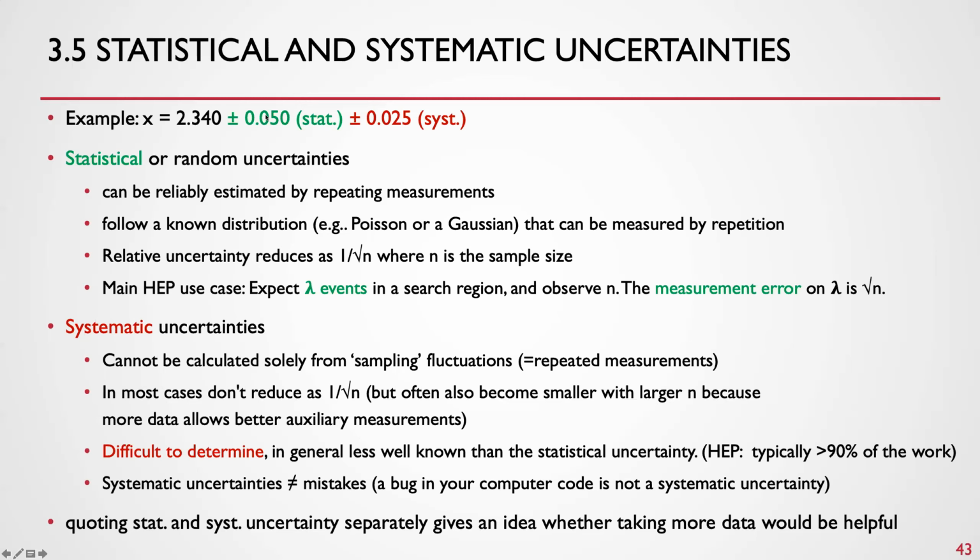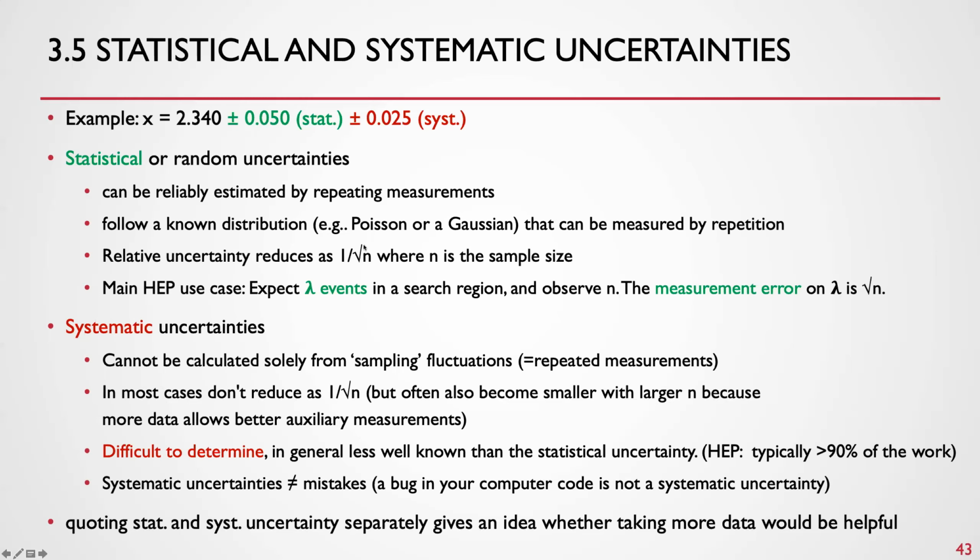How much data do we need? Let's take a factor of 4. A factor of 4 means that if this is an event count or something that derives from an event count, the statistical uncertainty will reduce by a factor of 1 over square root of 4. Square root of 4 is 2, so it will reduce by a factor of 2. That means the statistical uncertainty will then be 0.025. It will be equal.